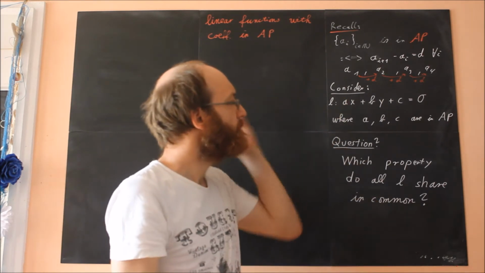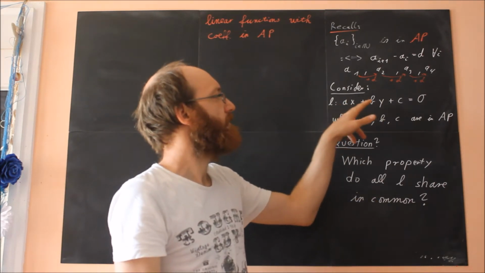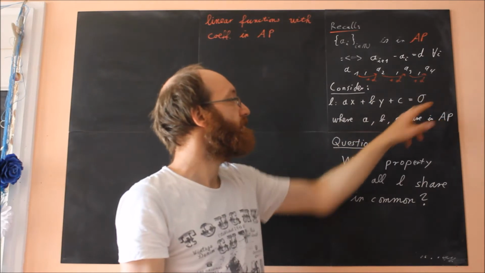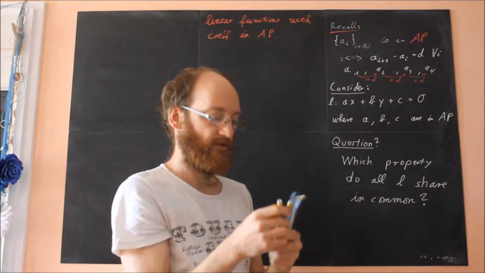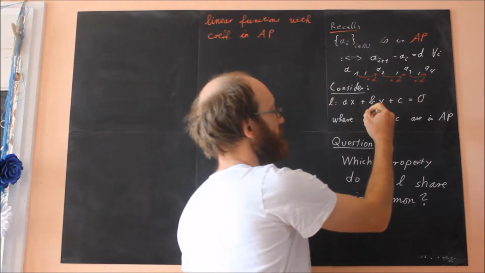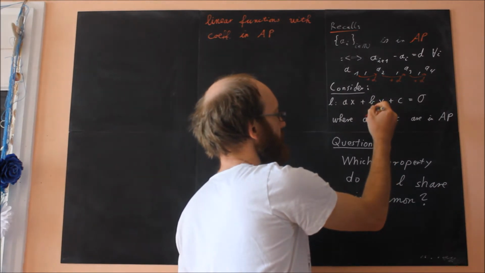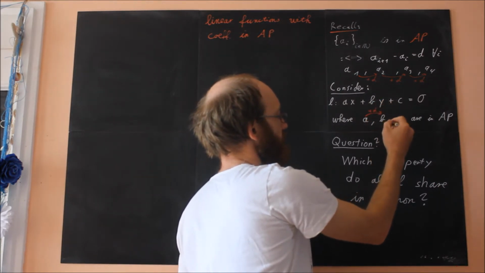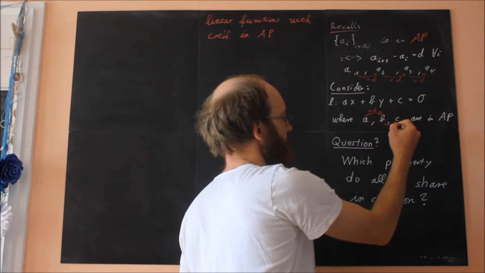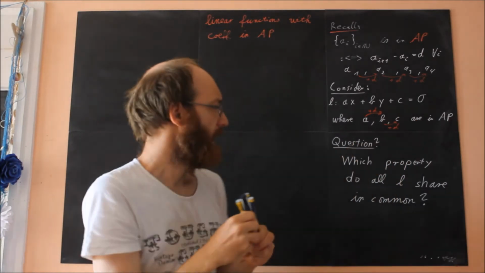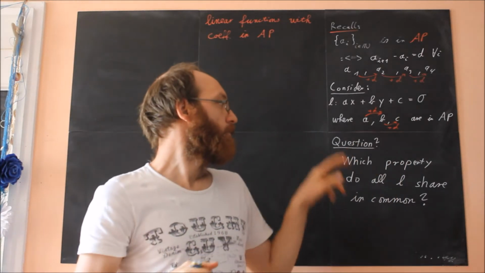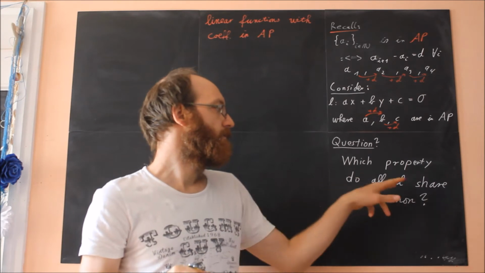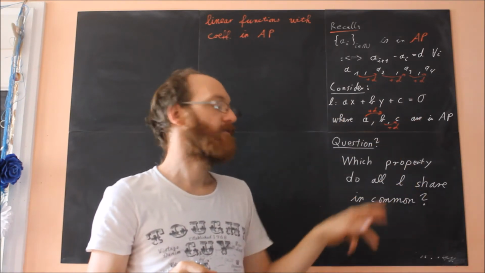We want to consider linear functions ax plus by plus c equals 0, where a, b, c are in arithmetic progression. So also here we get b via a plus d and c via b plus d. And the question is, which property do all these linear functions share in common?